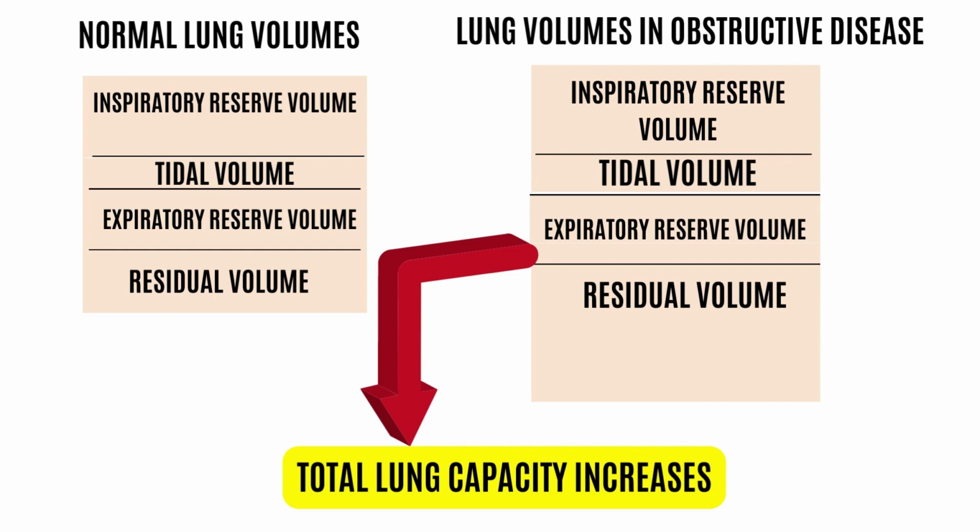In summary, for restrictive disease, all lung volumes and capacities reduce. For obstructive disease, inspiration poses no problem, so the inspiratory reserve and tidal volume are of normal values, but there is a problem with expiration. That means the expiratory reserve volume is reduced because of being unable to expire. These gases remain in the lung, increasing the residual volume. The residual volume is increased so much that the total lung capacity is also increased.